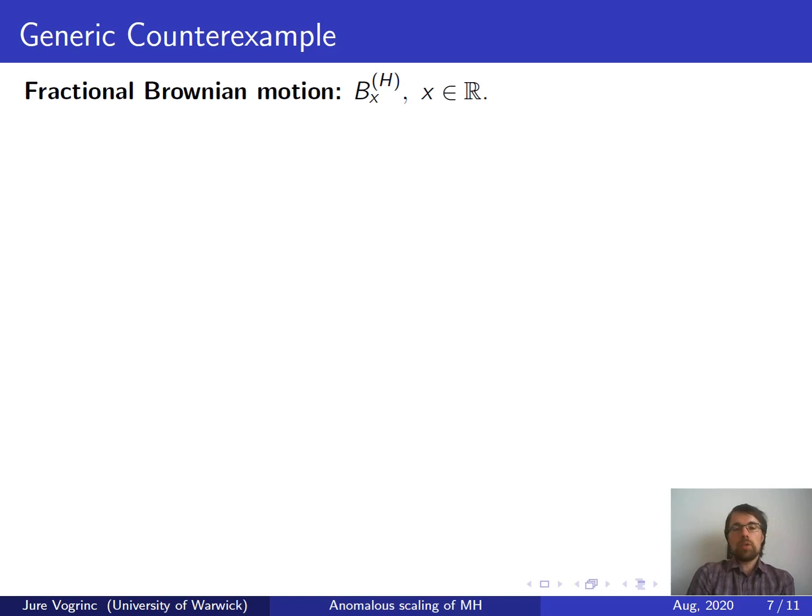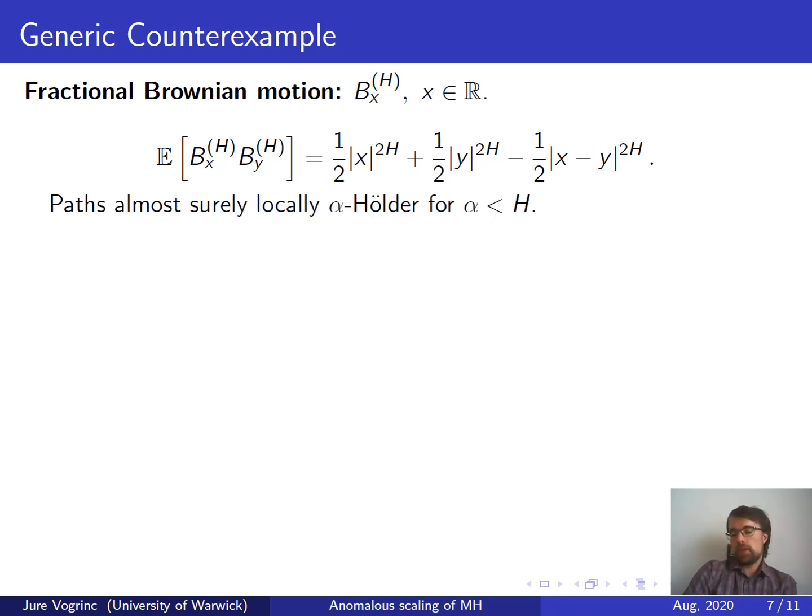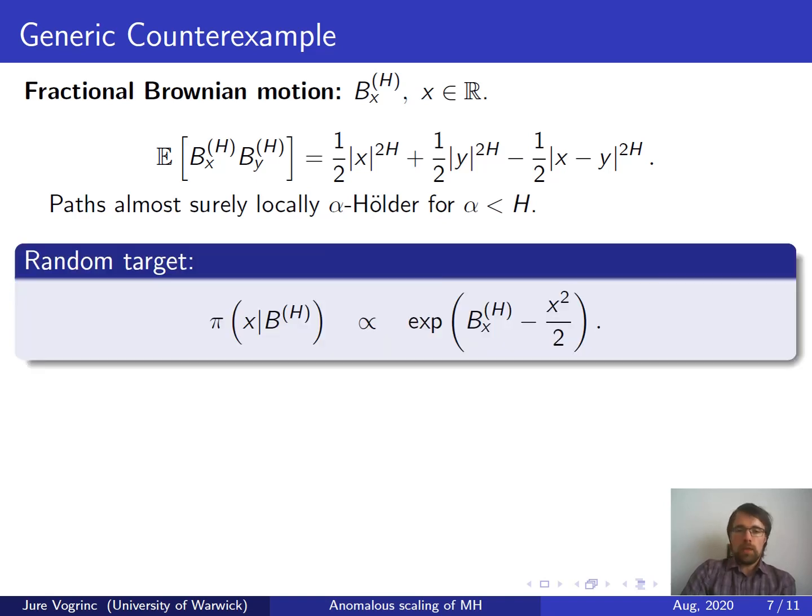Now, to understand our counterexample, we need to introduce fractional Brownian motion, two-sided, not indexed by time but by location in R. So fractional Brownian motion is a Gaussian process with this covariance function. If you're uncomfortable with it, imagine h equals 1/2, in which case we're dealing with Brownian motion. The relevant property here is that almost surely paths of fractional Brownian motion are alpha Hölder for any alpha less than h. And we're looking at random targets, random with respect to fractional Brownian motion realization of this form.